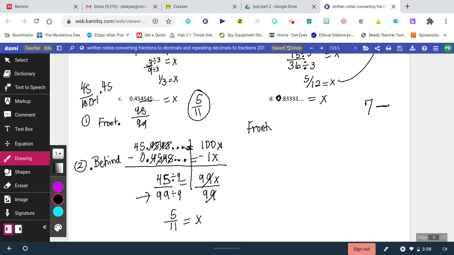Okay, what digit is repeating? The 3 is repeating. So I need to move my decimal right there. I need to push it 2 places. What do you multiply by to push it 2 places? 100 on both sides. So that's going to be 83 and then a bunch of 3's. This is equation 1. It equals 100x.